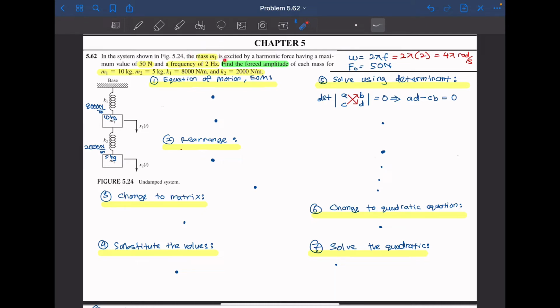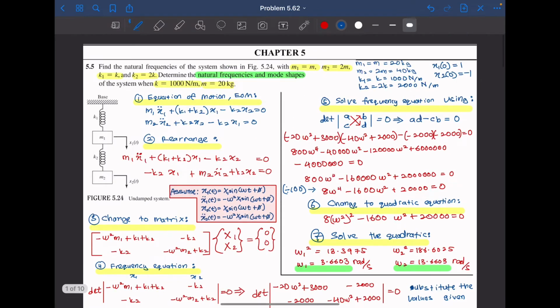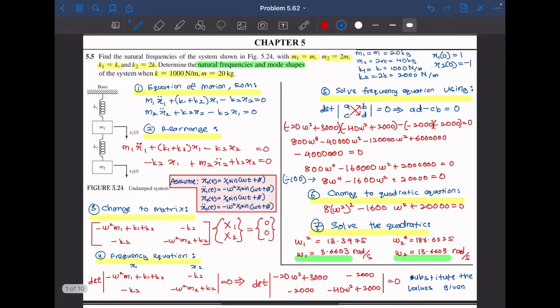The mass M1 is excited by the harmonic force with a value of 50 Newton. So F1 is only at M1. As you can see here, for problem 5.62, the figure is the same as your problem 5.5 before, where in question 5.5, the values of M1, M2, K2, and also K1 are all different.